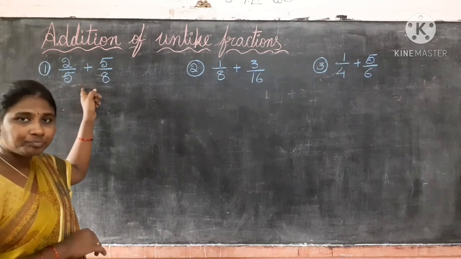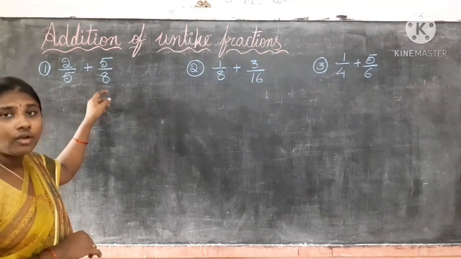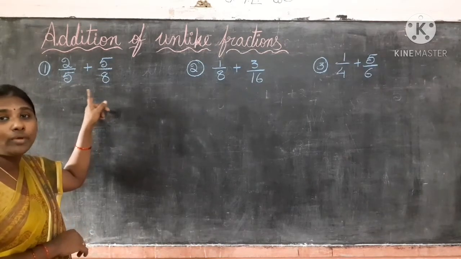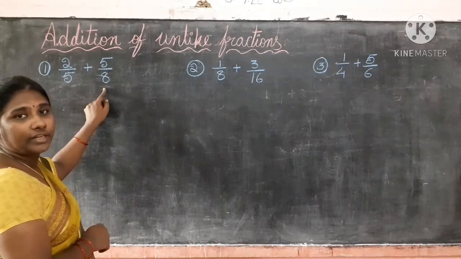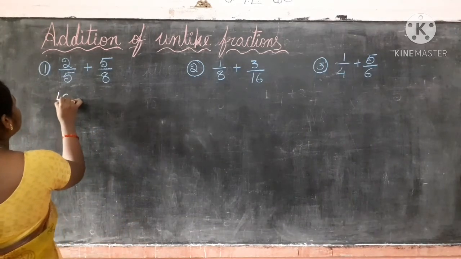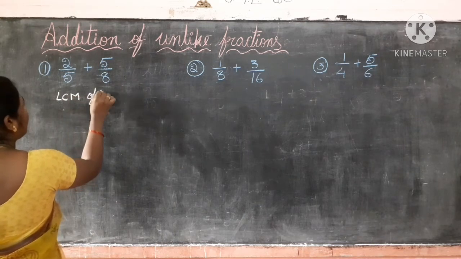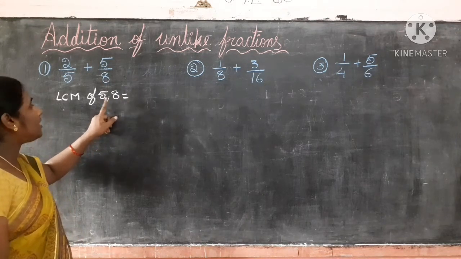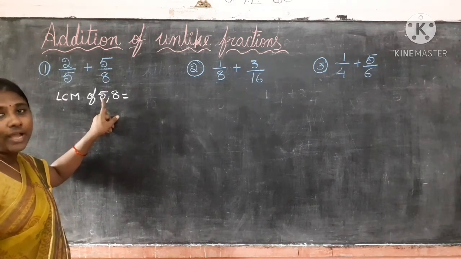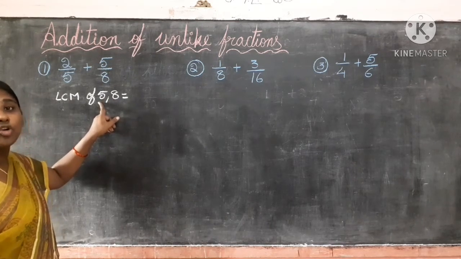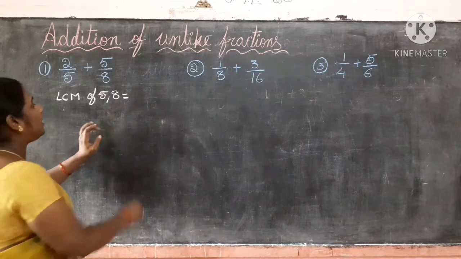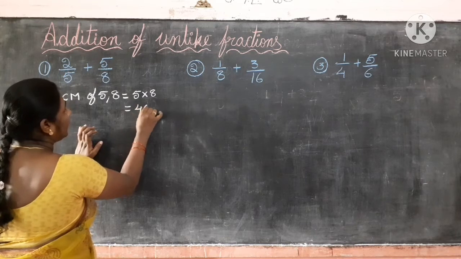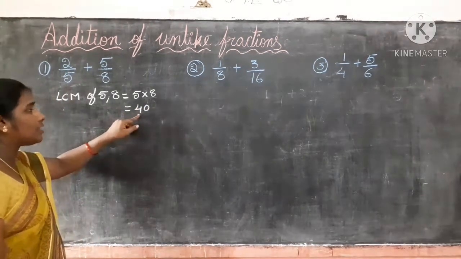So when the denominators are different, while we are doing addition of fractions, we have to find the LCM of the denominators. Here what are the denominators? 5 and 8. So we have to find the LCM of 5 comma 8. Do 5 and 8 come in the same table? No. 5 and 8 are co-primes. The LCM of co-primes is their product. So we have to multiply these two. 5 into 8, 5 8s are 40. So the LCM is 40.